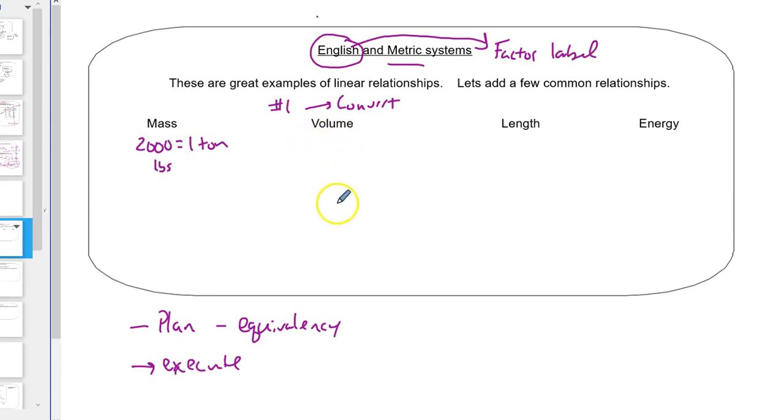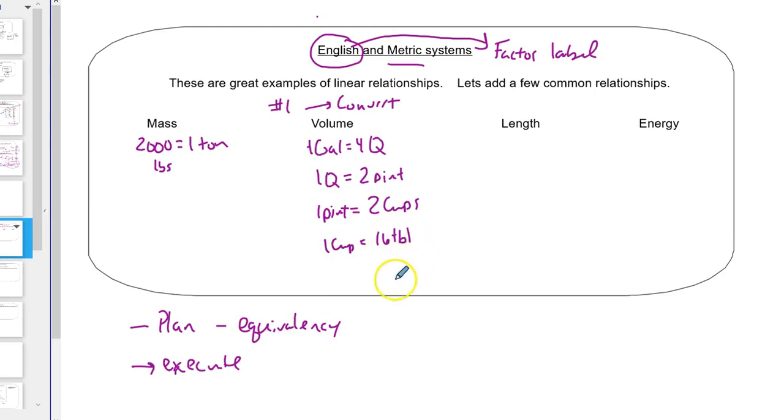Volume, there's a few more that we use regularly. 1 gallon equals 4 quarts, and then 1 quart equals 2 pints. So at this point, you'd note that 1 gallon equals 8 pints. 1 pint equals 2 cups, I believe. And then 1 cup is 16 tablespoons, TBL, tablespoons. And 1 tablespoon equals 3 teaspoons.